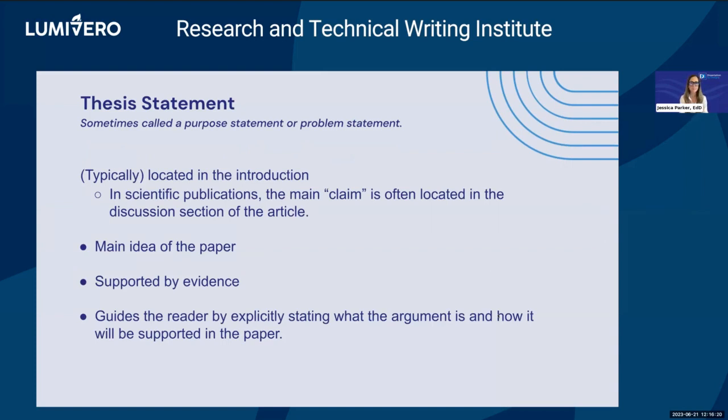Okay, so a thesis statement. Some folks call this a purpose statement, a problem statement. Some people call this a central claim. The terminology can get confusing, but I'm going to try to stick to thesis statement. A thesis statement is often located in the introduction of a paper, but in scientific publications, it could be located in the discussion section of the article. So this is where it's important to be familiar with the discourse within your discipline and how different sorts of papers or articles are constructed. It's the main idea of the paper. It must be supported by evidence. And it also guides the reader by clearly explicating what the article is about and how it's going to be supported in the paper.